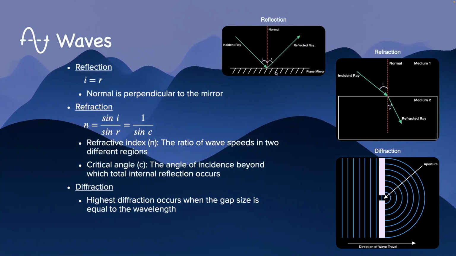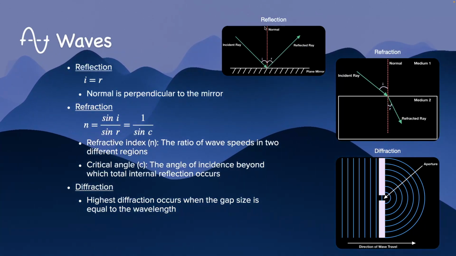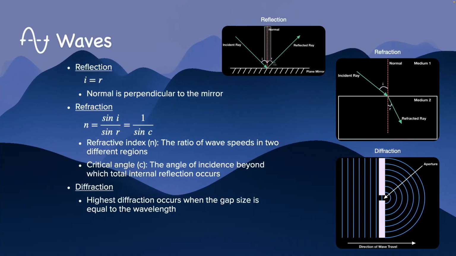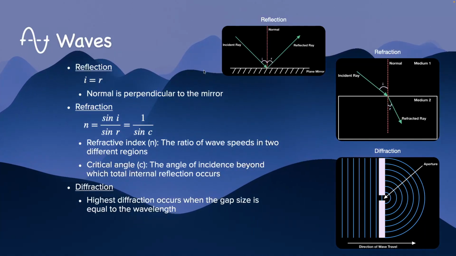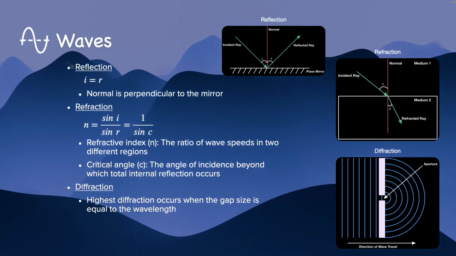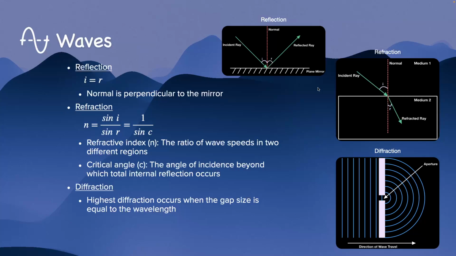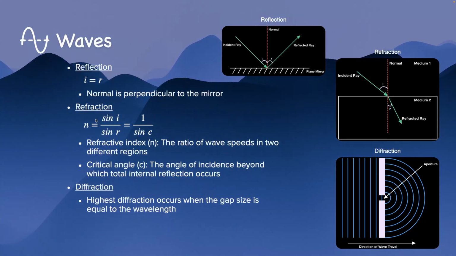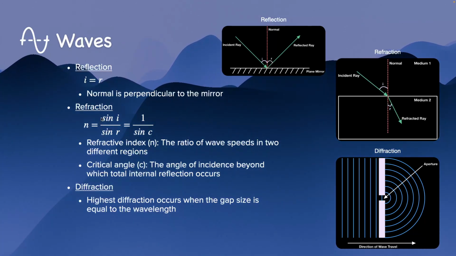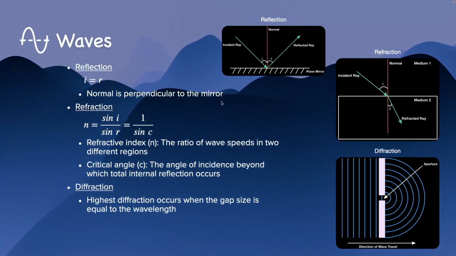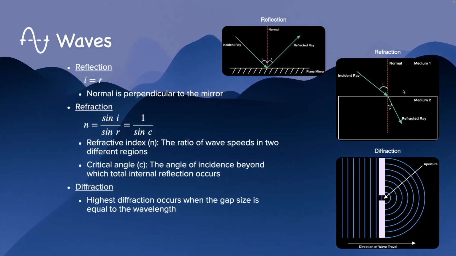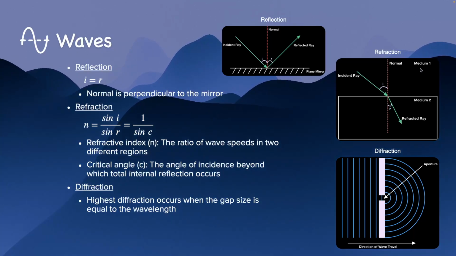These angles are calculated with respect to the normal, which is perpendicular to the surface of the plane mirror. You can see the formula, which is just i equals r, the angle of incidence equals the angle of reflection. In refraction, we have to use this formula, which is n equals sin i upon sin r. n here is the refractive index, or the ratio of the speed of the wave between these two mediums.